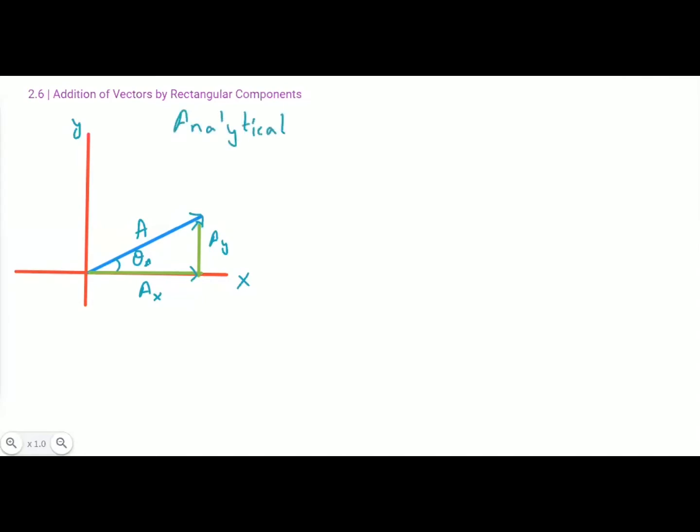In the analytical method, we basically add vectors through calculations instead of geometry. And since it is more mathematical in nature rather than geometrical, it is regarded as a more precise and accurate method of vector addition.